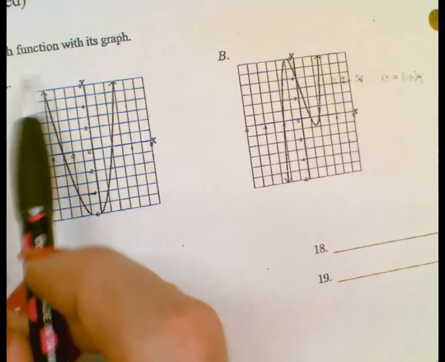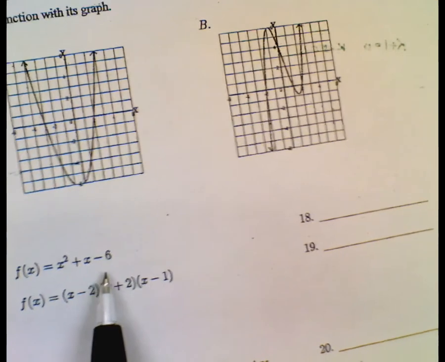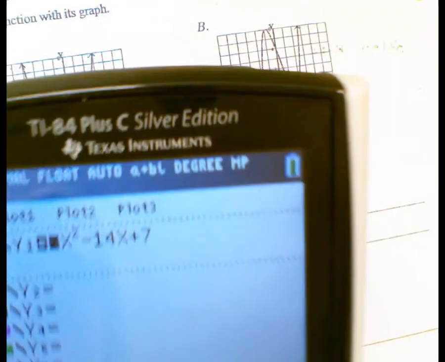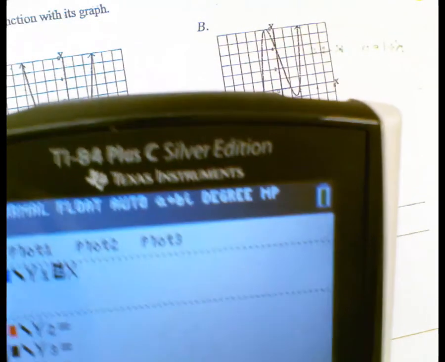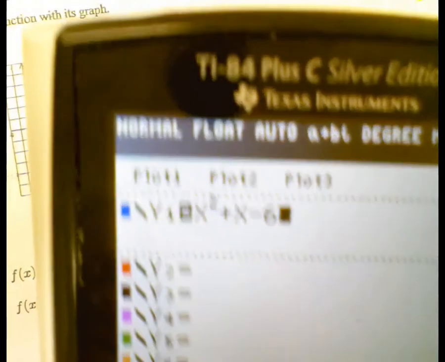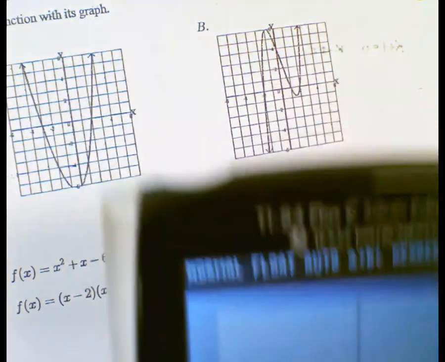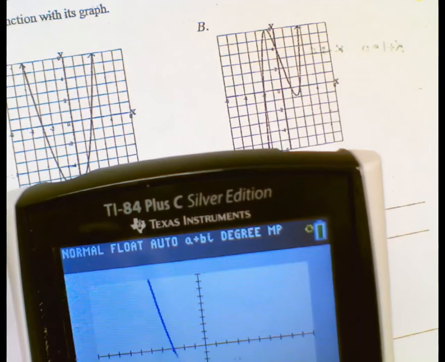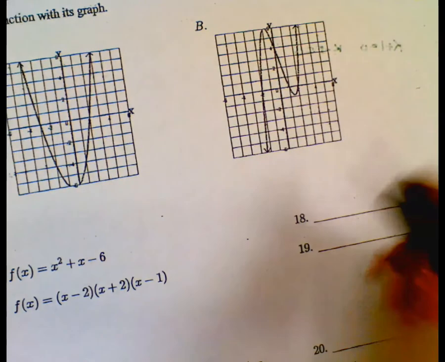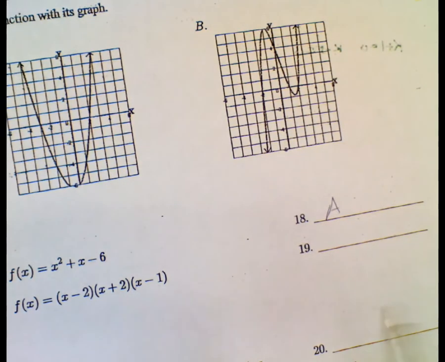Okay. Backside. So match each function with its graph. So 18. These are matching, so we're going to factor this. Now you could just graph it. Let's just graph it. Heck, we'll just go the easy way. X squared plus x minus 6. What does it look like? That looks like choice A. So this is A.